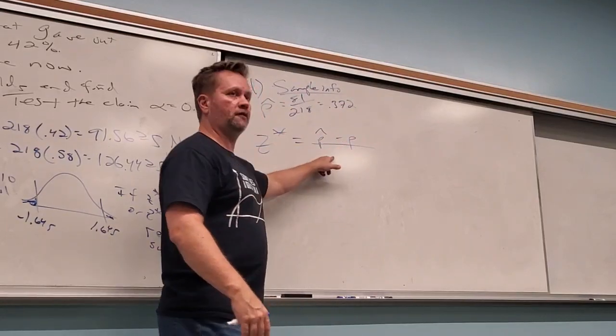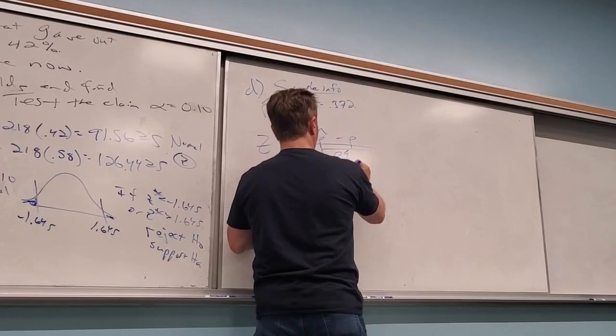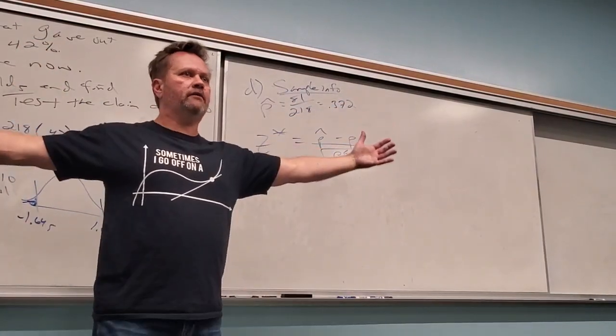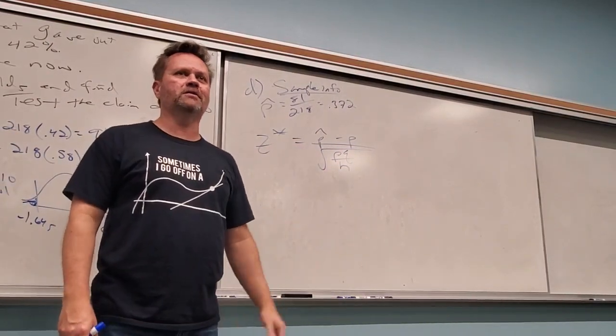Z-score, but it uses standard deviations, right? So I'm gonna divide by the standard deviation. I wanna know how many standard deviations apart are these things. Is it relatively far apart? I don't know. I made this up, I don't know what the answer is.